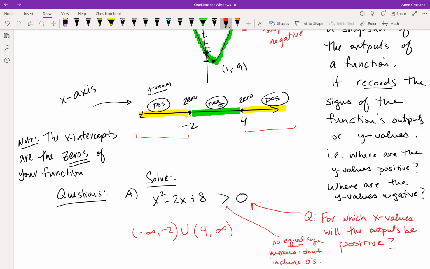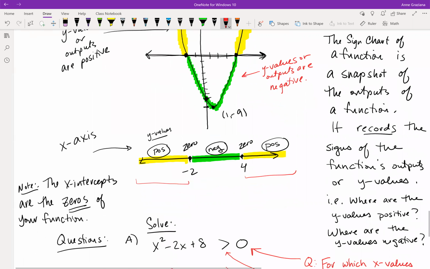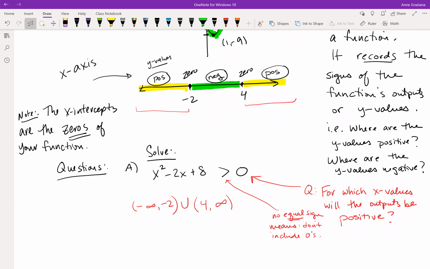Questions on that? Am I making this crystal clear how we got those intervals? Okay. The outputs are positive from negative infinity to -2 and from 4 to infinity.